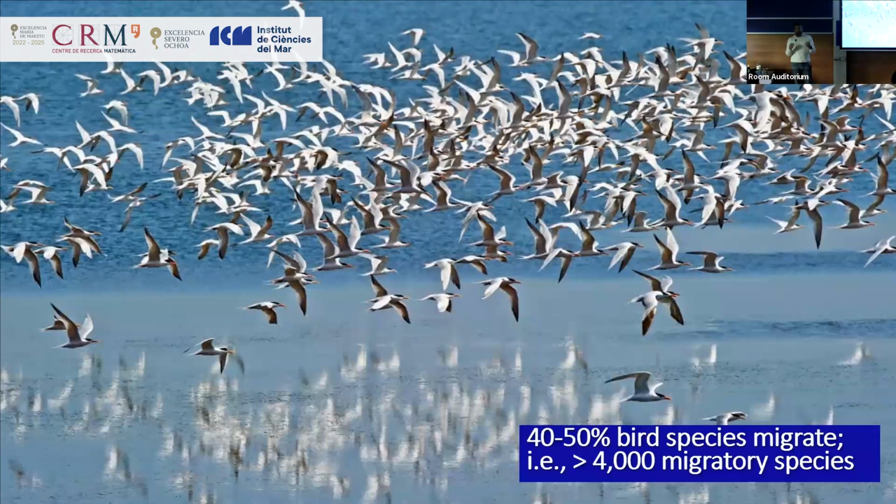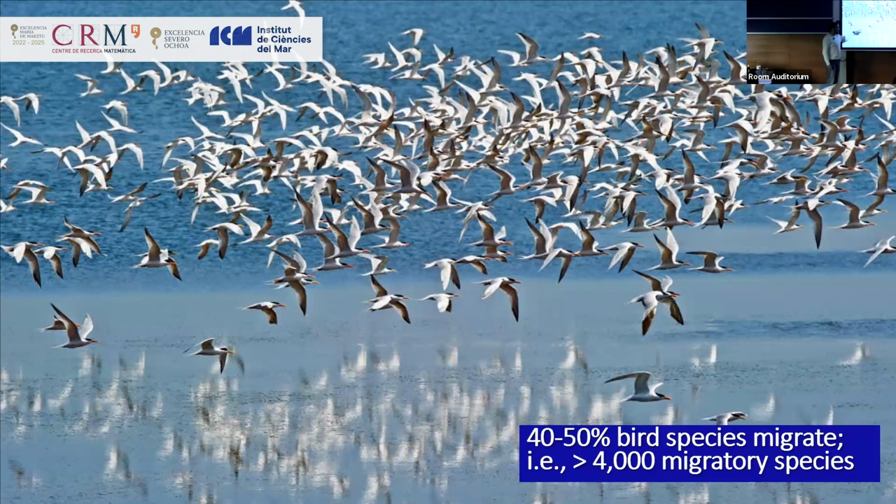But within the animal kingdom, I think that birds in general and seabirds in particular are widely considered a paradigmatic example of migratory species, and also ideal case studies, ideal model species to investigate how animal migration occurs and how these animals interact with these environmental features for doing these large distance migrations. Just to give you some information, about 40 or 50% of birds are migratory species, which means that more than 4,000 species make these long distance migrations.